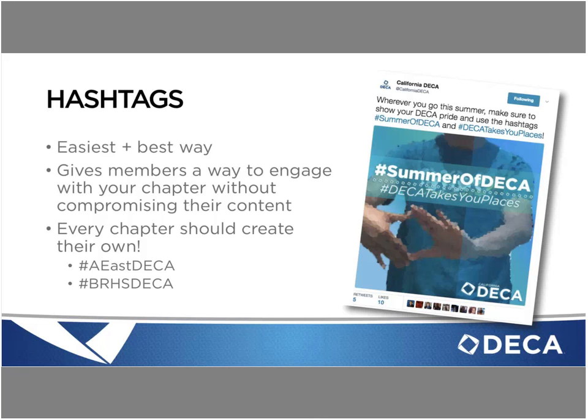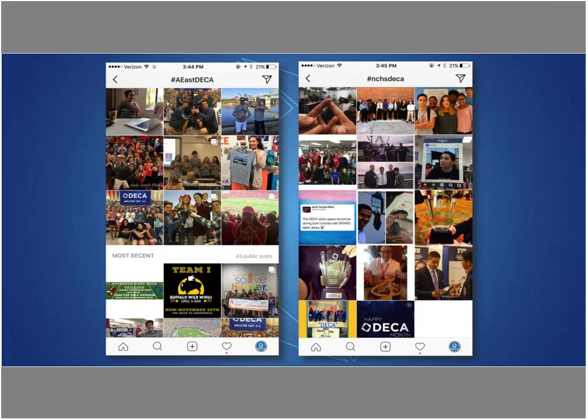I know Appleton East DECA uses hashtag AEastDECA, or another way is just using the initials of your school, so BRHS DECA. That's an easy one as well. I know some chapters have gotten a little bit more creative with it, but to come up with your hashtag, you certainly don't need to do anything more than just your chapter name and DECA. Here are some good examples of some chapter hashtag feeds on Instagram. As you can see, there's just a lot of variety. You're really able to capture all your members, showcase all their different experiences, and put them together in one collected feed that all leads back to your chapter.